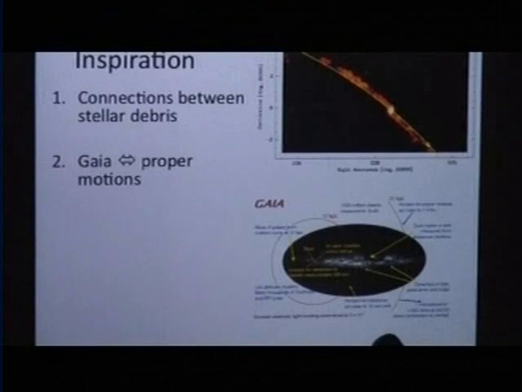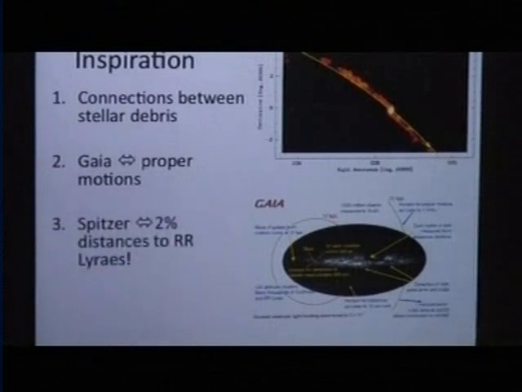So the last part of this inspiration was a proposal by Barry Madore and Wendy Freedman that you should be able to find distances to RR Lyrae if you calibrate them extremely carefully in the infrared using Spitzer. And you should be able to get 2% distances to individual RR Lyrae stars. And when you start talking about 2% distances to any star in the galaxy, then you're starting to open up the entire galaxy to saying we can measure full phase space positions in the galaxy.